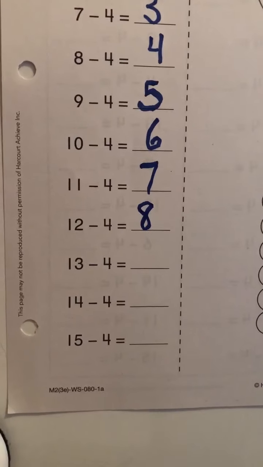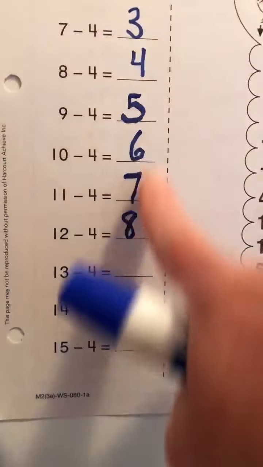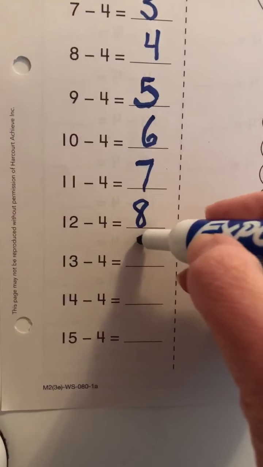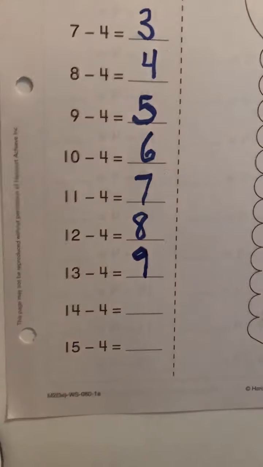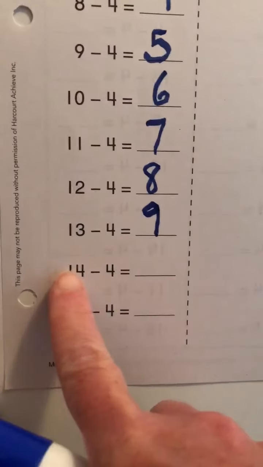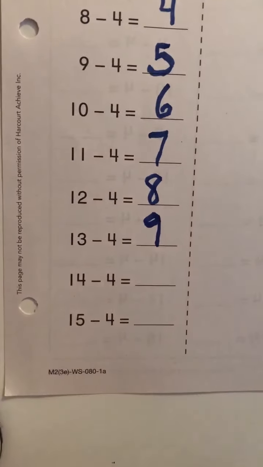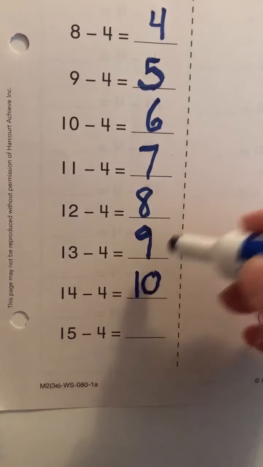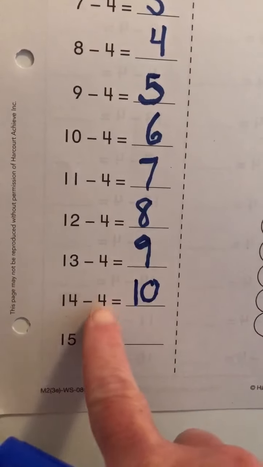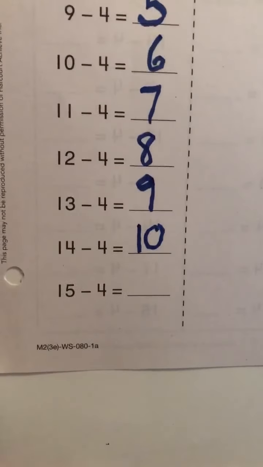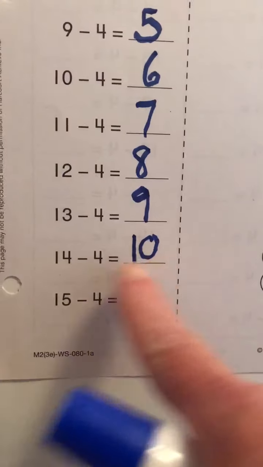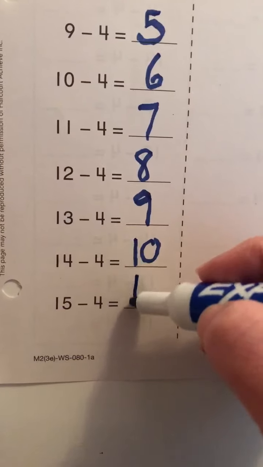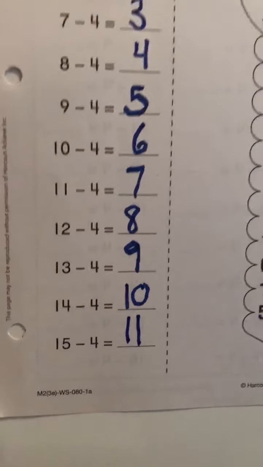13 minus 4. Well, you know because we're going down here, right? But also you know that 9 plus 4 equals 13, right? Good. 13 minus 4 is 9. This is an easy one. 14 minus 4. This is a nice even number, right? If you have 14 and you count back 4, the answer is 10 because 10 plus 4 is 14. And the last one, if 14 minus 4 is 10, then 15 minus 4 equals 11. 11 plus 4 is 15.